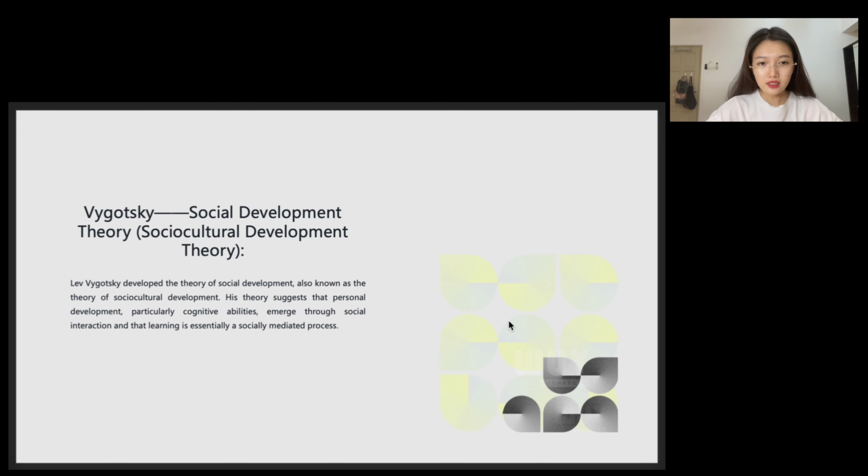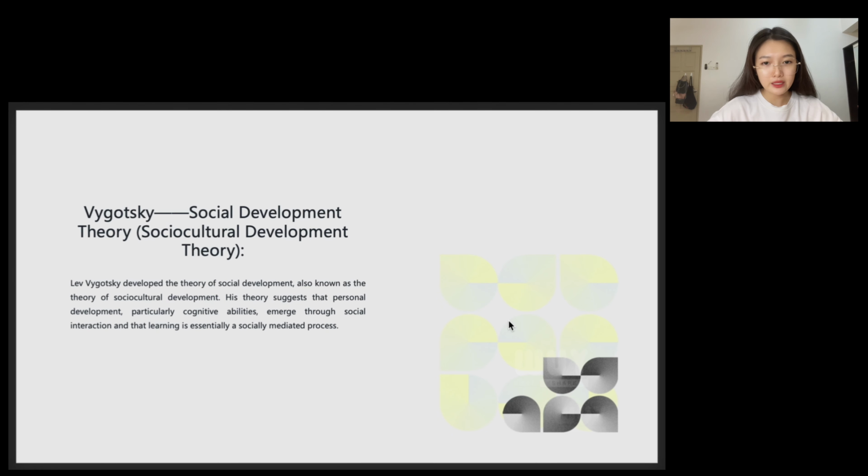Next, Vygotsky's social development theory is also called sociocultural development theory, and it believes that individual cognitive development is mainly achieved through social interactions and cultural environments. This theory emphasizes that the learning process is mediated by sociocultural factors, meaning that knowledge and skills first exist at the social level and are then internalized by individuals through social interaction and language communication.